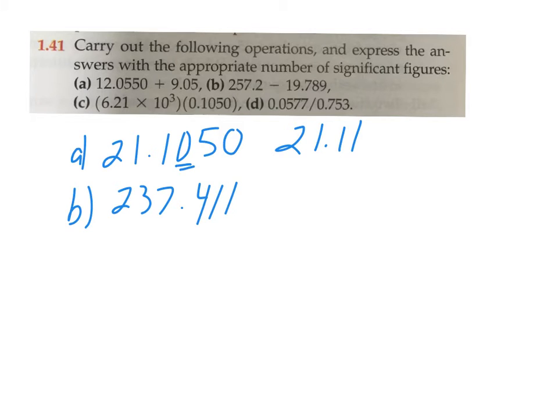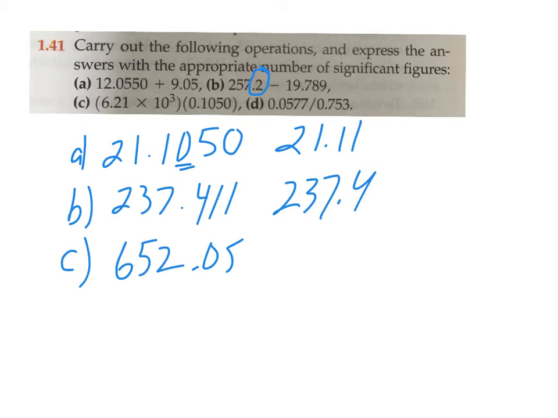For part B, when you subtract, you get 237.411. And since the first number is only accurate to the tenths, my answer is only going to be accurate to the tenths. So my answer should be 237.4.